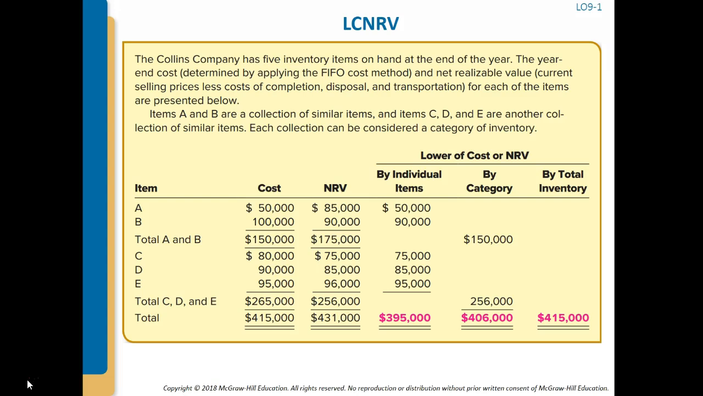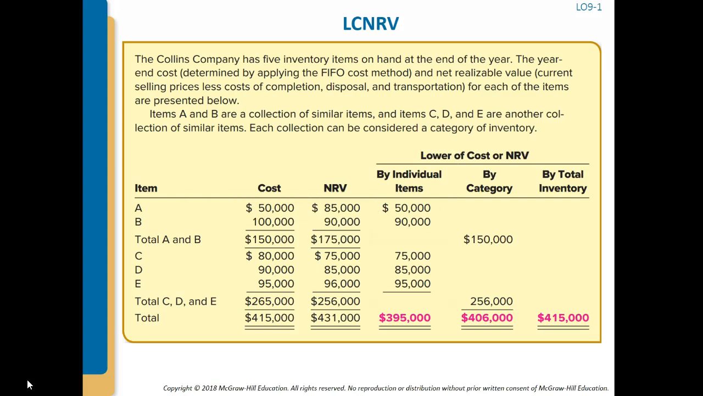So, for financial reporting purposes, LCNRV can be applied to individual inventory items, to major categories of inventory, or to the entire inventory. The example here demonstrates the LCNRV approach with each of the three possible applications. The Collins Company has 5 inventory items on hand at the end of the year. The year-end cost, determined by applying the FIFO cost method, and the net realizable value, current selling price less cost of completion, disposal, and transportation, for each of these items are presented.